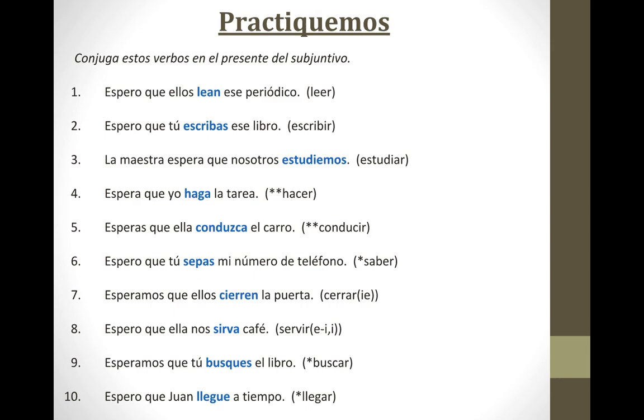7, did you do the stem change right? Okay, cerrar is an AR verb, so it has a stem change in the boot. I hope that they close the door, cierren. Number 8, I hope that she serves us coffee, sirva. If you put that in the we form, you just misunderstood what the sentence was saying. Okay, nos is the object pronoun there, not the subject. Okay, ella is the subject.